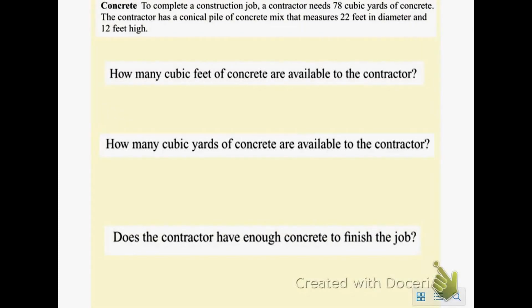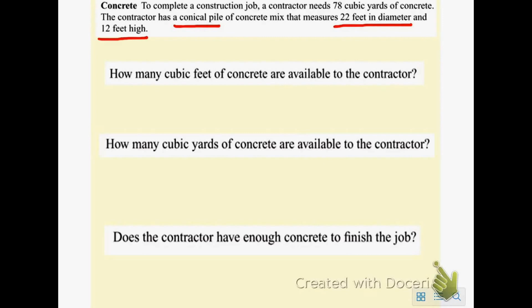Okay, tonight we're going to start applying problems and see how we can use these in everyday life. The first situation is a concrete situation. To complete a construction job, a contractor needs 78 cubic yards of concrete. The contractor has a conical pile, that's important, of concrete that measures 22 feet in diameter and 12 feet high.